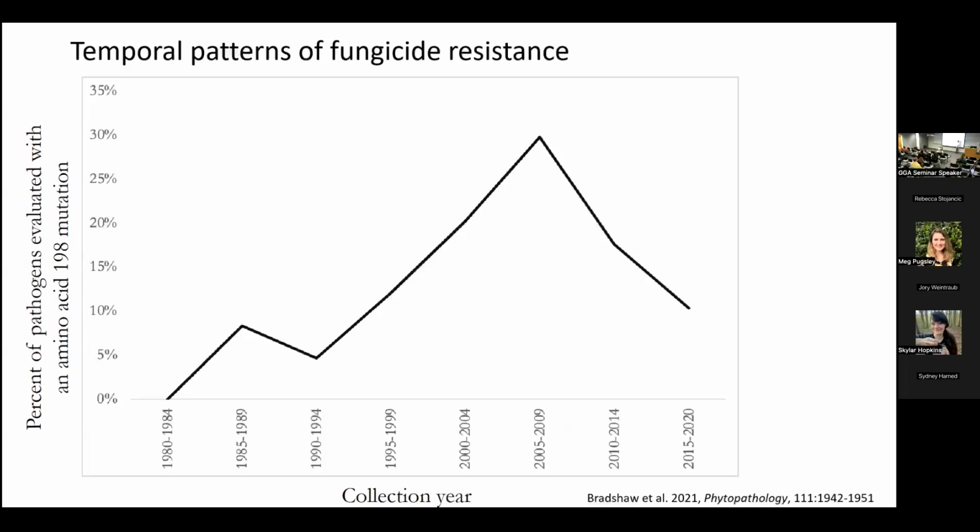But then it dipped here. And to me, this was showing that people have stopped using this type of fungicide, and that the populations are rebounding. So that would mean that this mutation or fungicide resistance has a fitness cost for the pathogen.